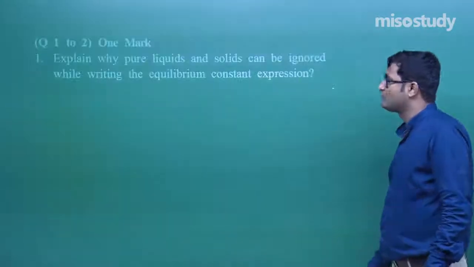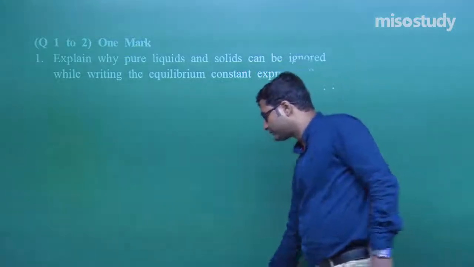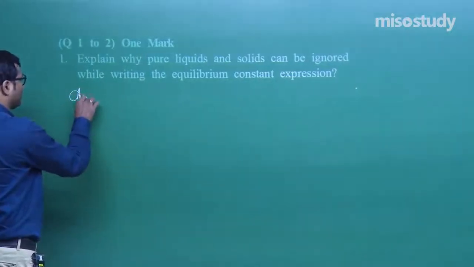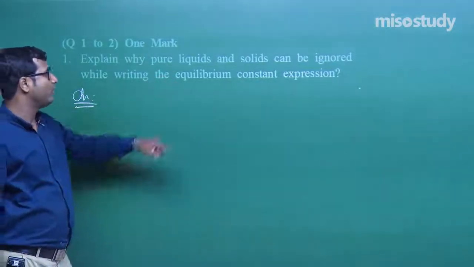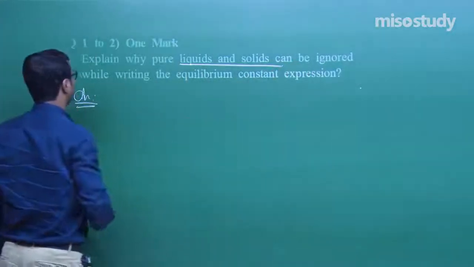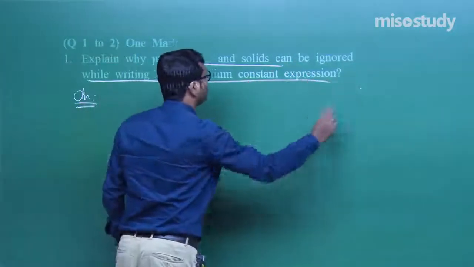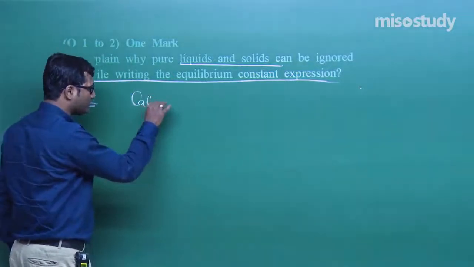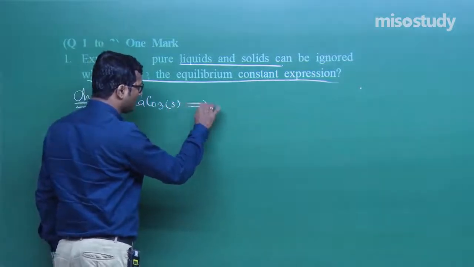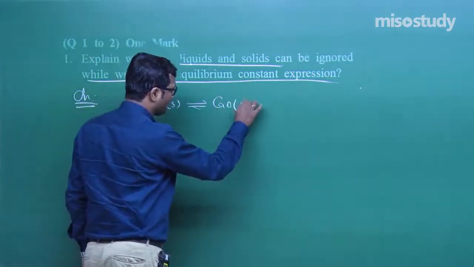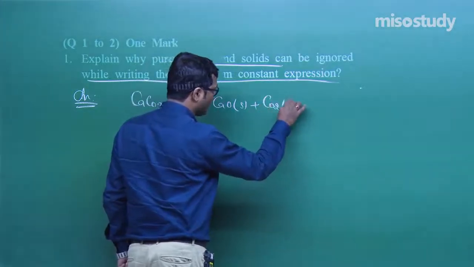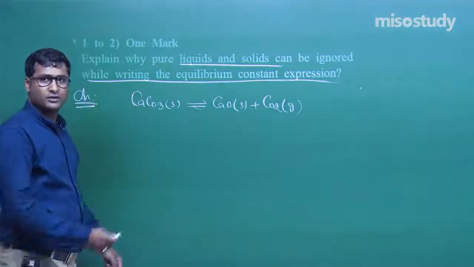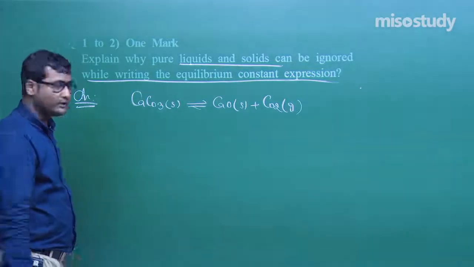Okay, now let's move to question number 1. What is given here? The question is: explain why pure liquid and solid can be ignored while writing the equilibrium constant expression. For example, if I write here CaCO3, it gives you CaO plus CO2. Am I right? If anyone asks you to write the equilibrium constant expression, clear? Then what to do in this case?